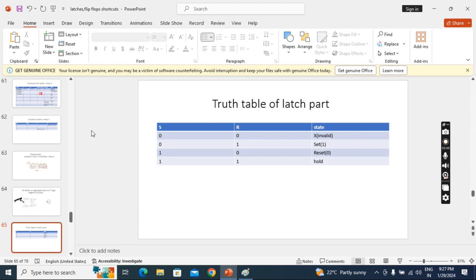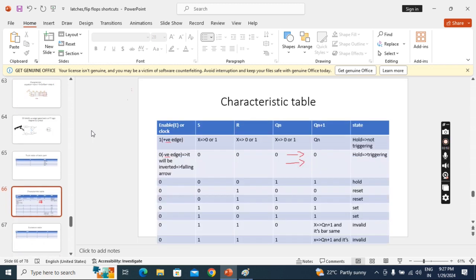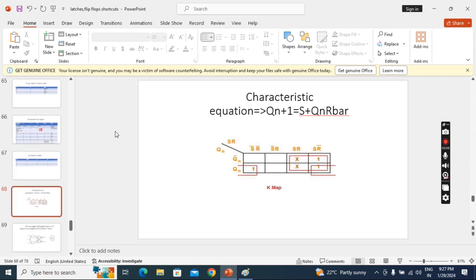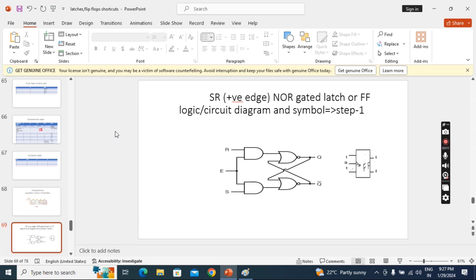This is the latch truth table. This is the excitation table and characteristic table. So in this characteristic table, here 1 will come, which indicates positive edge. Here zeros will come, which indicates negative edge. Remaining all same. Excitation table same. Characteristic equation same. Now we'll see with the NOR latch with the positive edge.